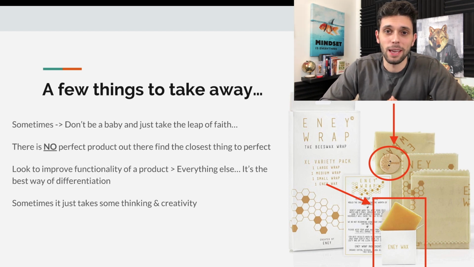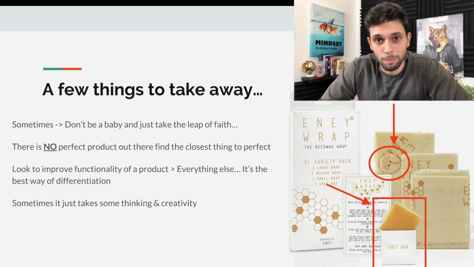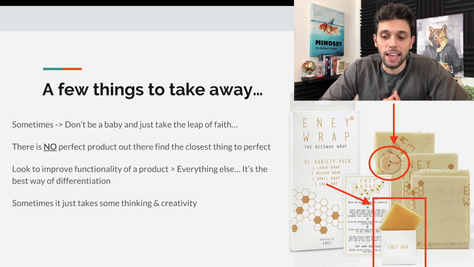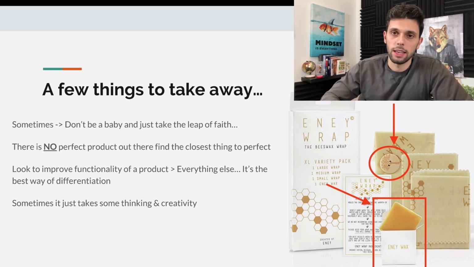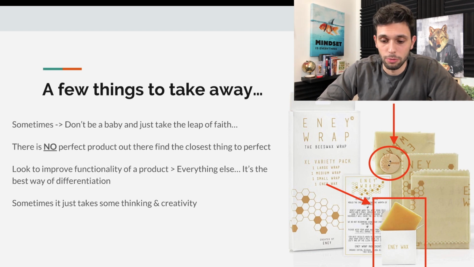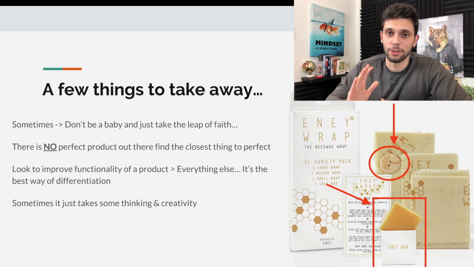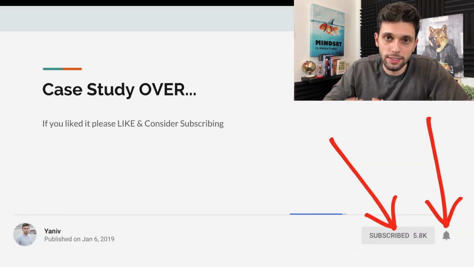And the last one is sometimes it just takes some thinking and some creativity. And as you guys can see on the right here, I have the guy. He thought of it and he did it and he's making an absolute killing on Amazon now. And he's a pretty new seller. So someone like this, absolute genius, did really, really well. And sometimes it just takes some hard work and some creativity, and you guys can get anywhere you need to be going. All right. So case study over, guys.